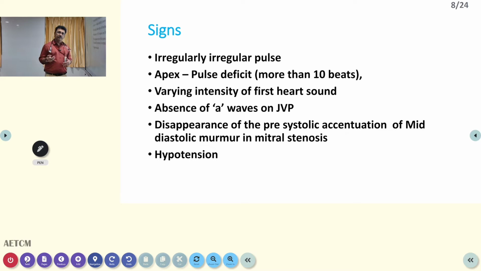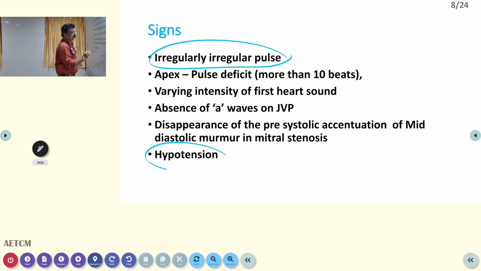Absence of waves in JVP, disappearance of pre-systolic accentuation if there is a mid-diastolic murmur in conditions like mitral stenosis. That is also very important. Then hypotension also can occur because the output is reduced. But in that, the most important thing is irregular pulse. That is the most striking phenomenon. If you connect the ECG or monitor, you can see irregular coming QRS complexes. Since the heart rate is very high, you can even get hypotension, shock.